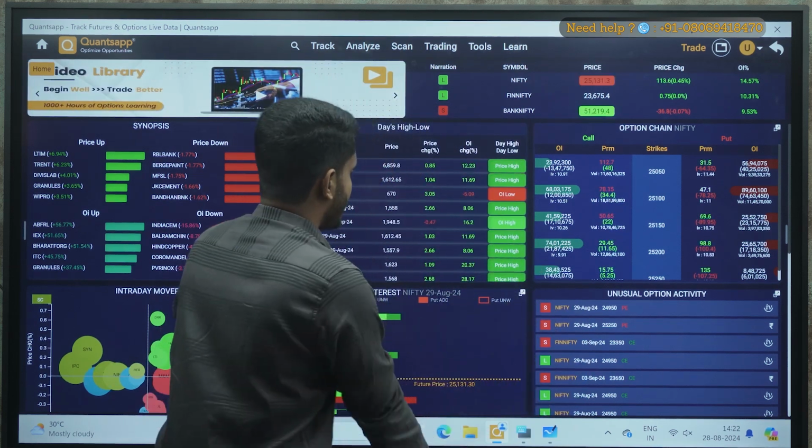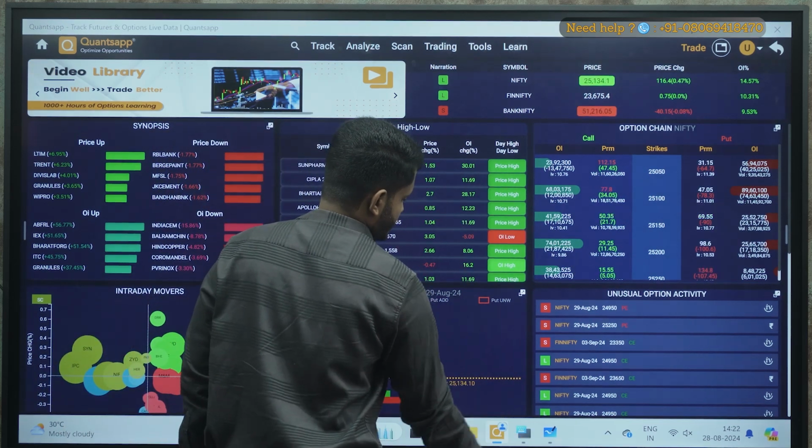So let's start today's topic. Today's topic is about hedging.